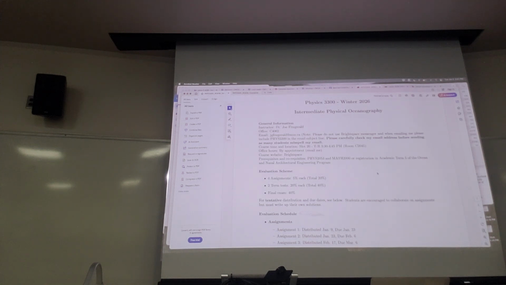Okay, so the evaluation scheme is very, very interesting to everybody. There's going to be 4 assignments. Those are worth 5% each. 2 midterms worth 20% each, and then the final exam is worth 40%.